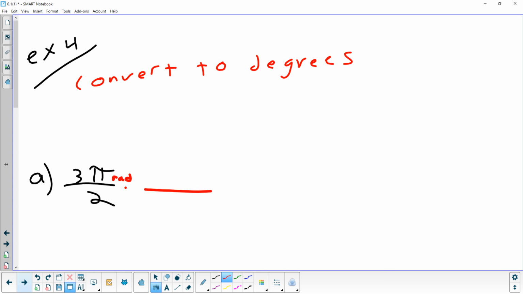Caleb? In the denominator. Which means, what are we going to put in the top? Degrees. We're going to put degrees in the top. And the number that we always put with degrees is how much? Yep, 180.